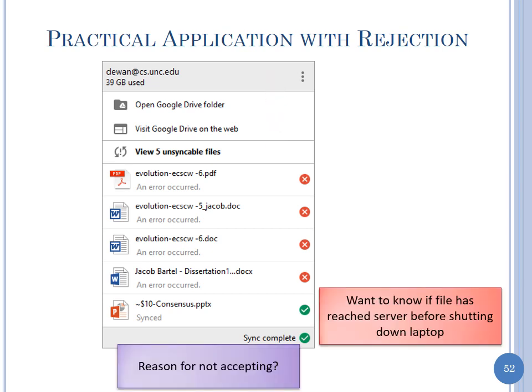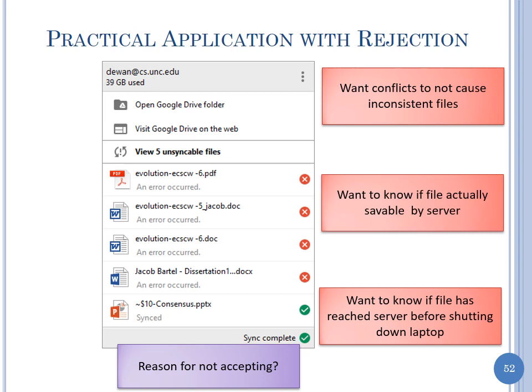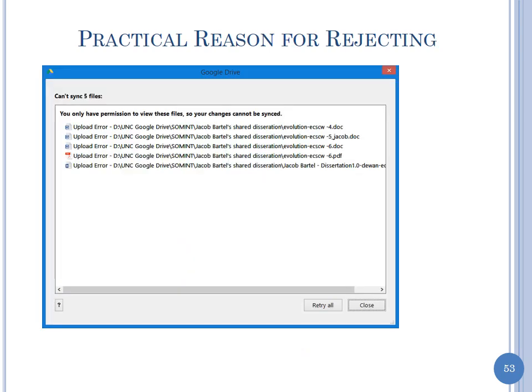So the reason for not accepting. We want to know if the file has reached the server before shutting down the laptop. There are many reasons it could reject because there are conflicts, but typically Google and Dropbox just create duplicate files. But maybe it's not savable. It doesn't have space. It found the file to be corrupted. So many reasons. You see here that there are reasons that Google has given me in the past for rejecting my changes.